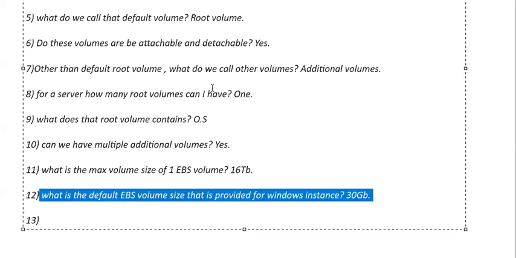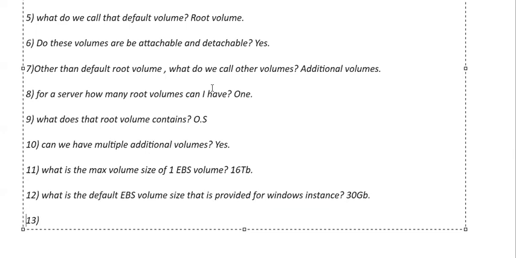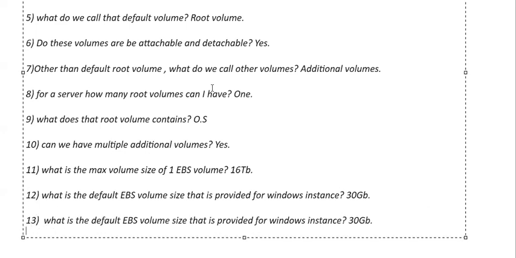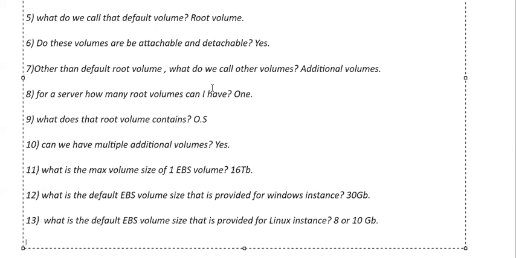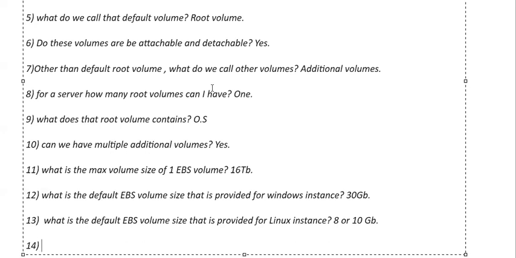For Windows, the default volume size is 30 GB. What about Linux? How much volume size will EBS provide by default? The default volume size will be 8 or 10 GB. Now let's have another question, the 14th one.